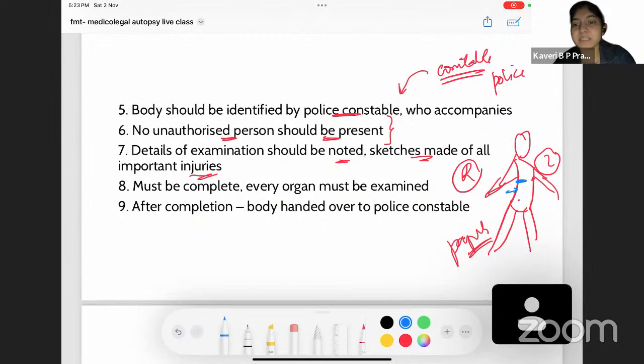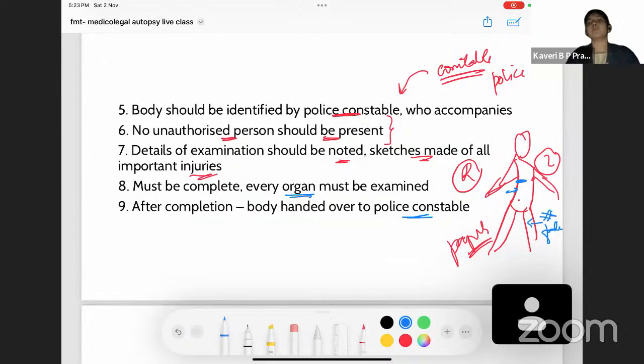And for example, imagine there is a fracture in the left femur. So he puts in an arrow and writes there is a fracture in such and such bone. So this is the documentation, the sketch that the doctor makes. And the autopsy should always be complete. Every organ must be examined. After completion, the body is handed to the police.